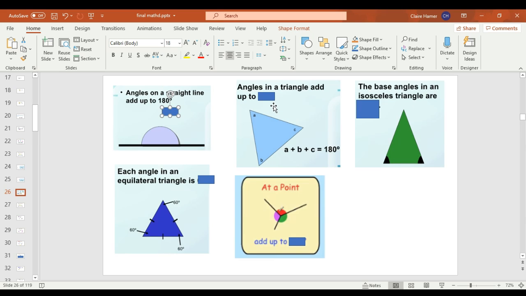Angles in a triangle add up to 180 degrees. Any triangle, if it's got 3 sides and it's a triangle, the angles will add up to 180 degrees. If the triangle is isosceles, so isosceles triangles sometimes look like this, the base angles, so the angles that are black, are always equal. They are the same size. And each angle in an equilateral triangle is 60 degrees. You can see that on the diagram. And a full turn, so an angle that goes around the whole point, adds up to 360 degrees.